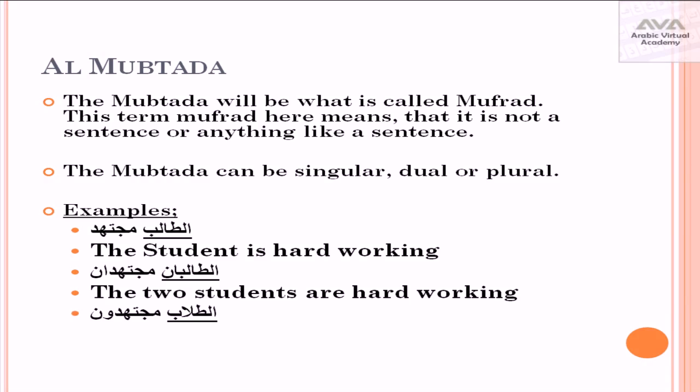We also have at-tulab. At-tulab is considered to be mufrad in the sense that it's not a jumla or shibh-jumla, even though it is plural. At-tulab mujtahidun. So you see in all three of these cases, whether it's the singular, the dual, or the plural, it's all considered to be mufrad in the sense that it is not a jumla and it's not a shibh-jumla.